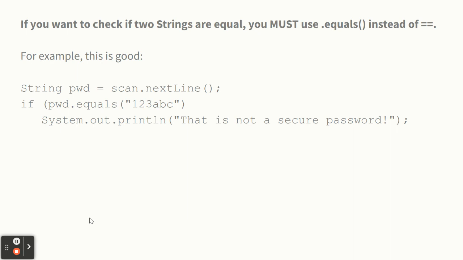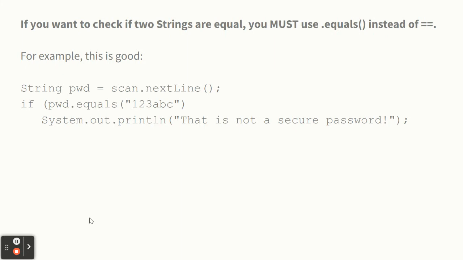Two more things at least. We're almost done. But if you want to check if two strings are equal, you have to use the dot equals method. I know it's really easy to type string 1 equal string 2, but it won't work. It doesn't work. I wish it would just stop you from doing that.